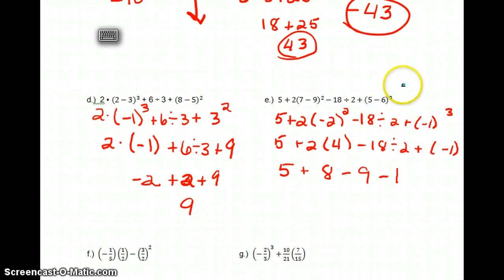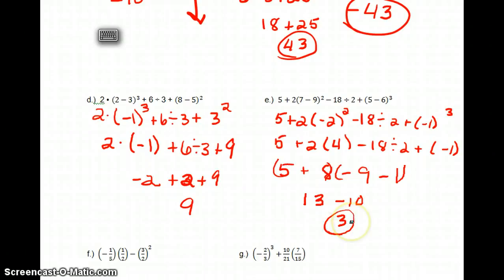So now we can take care of this addition, and I'm actually going to start by using my associative property that we talked about before. I'm going to combine my positives. 5 plus 8 is 13, and I'm going to combine my negatives. Negative 9 and negative 1 makes negative 10. Now I have a simple subtraction problem. 13 minus 10 makes 3.